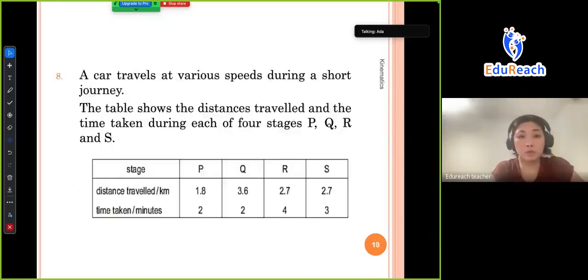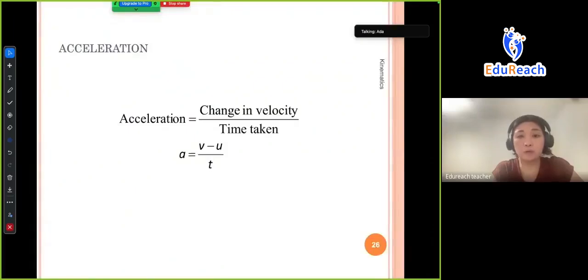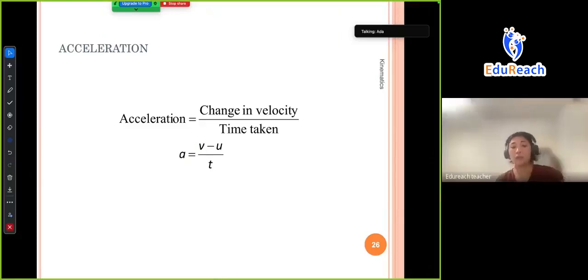Now, all these are quite simple. I'm not going to go through everything because now I want to talk about acceleration. So we have clarified distance, displacement, speed, average speed, and velocity. Now I'm going to move on to the concept of acceleration. Can you read what you see on the screen? Acceleration equals the change in velocity divided by time taken. Yes, so you have to understand this.